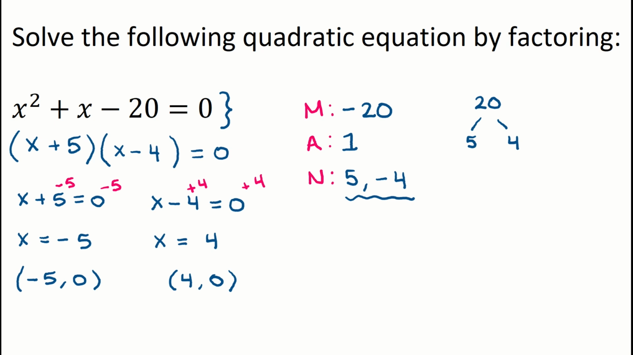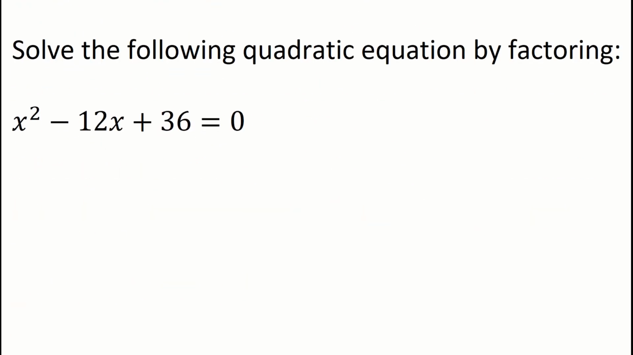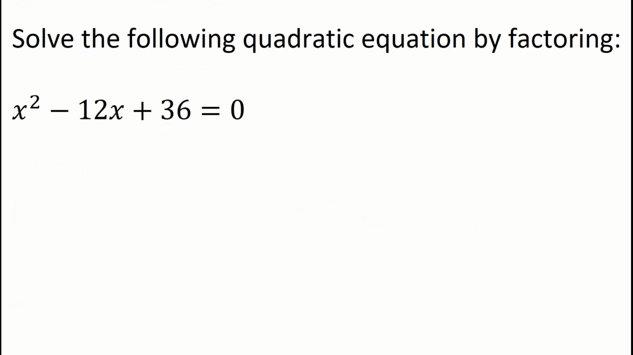Let's look at another example and see how that one goes. So very similar thing here. We want to solve the quadratic equation by factoring, and we're going to follow the same process. So I'm going to write out MAN, so multiplication, addition, and numbers. And remember, you always want to multiply to the last number. In this case, that's positive 36. And you want to add to the middle number. In this case, it's negative 12.